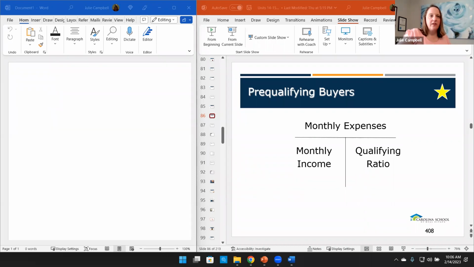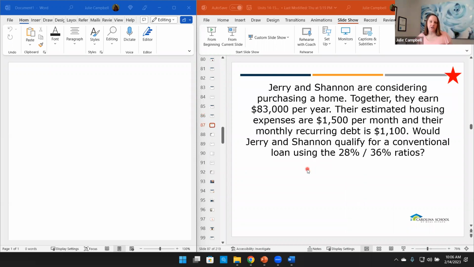So the first one we're going to look at is about qualifying ratios. Let's just read the problem together first. Jerry and Shannon are considering purchasing a home. Together, they earn $83,000 per year. Their estimated housing expenses are $1,500 per month, and their monthly recurring debt is $1,100. Would Jerry and Shannon qualify for a conventional loan using the 28-36% ratio?